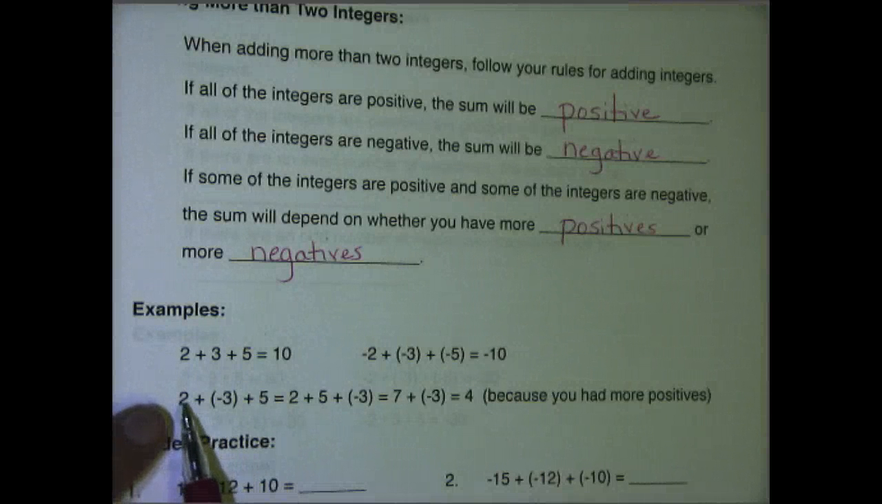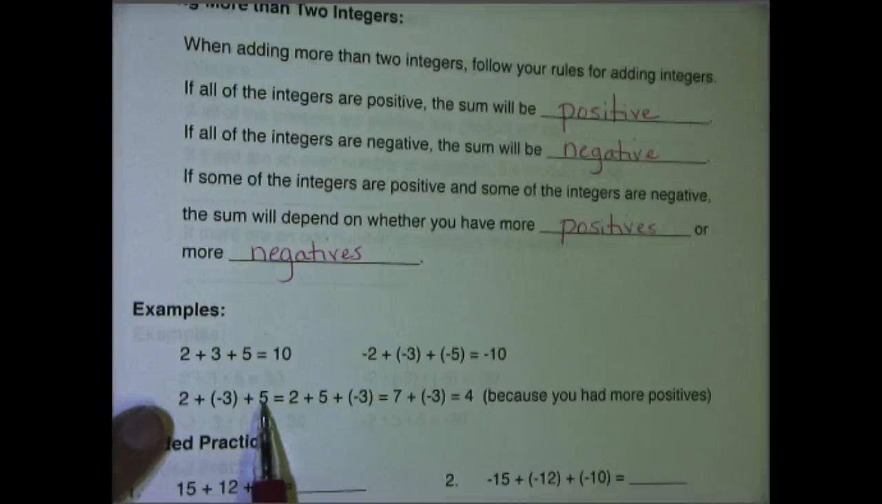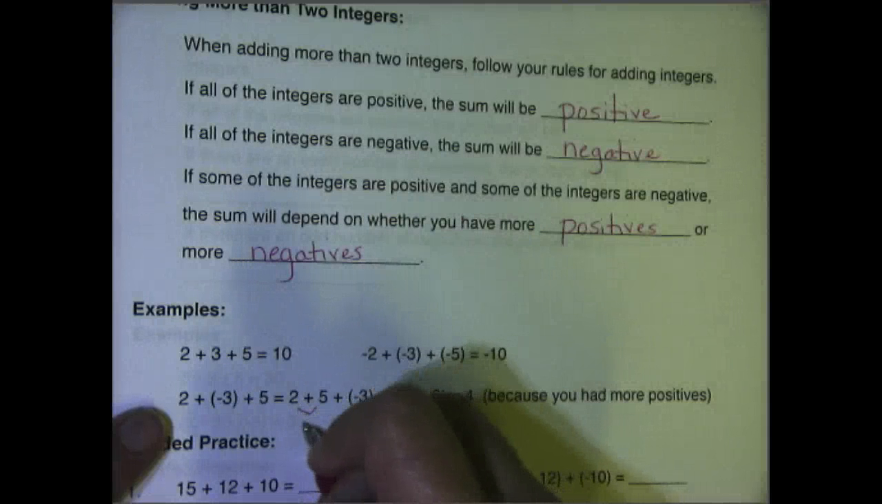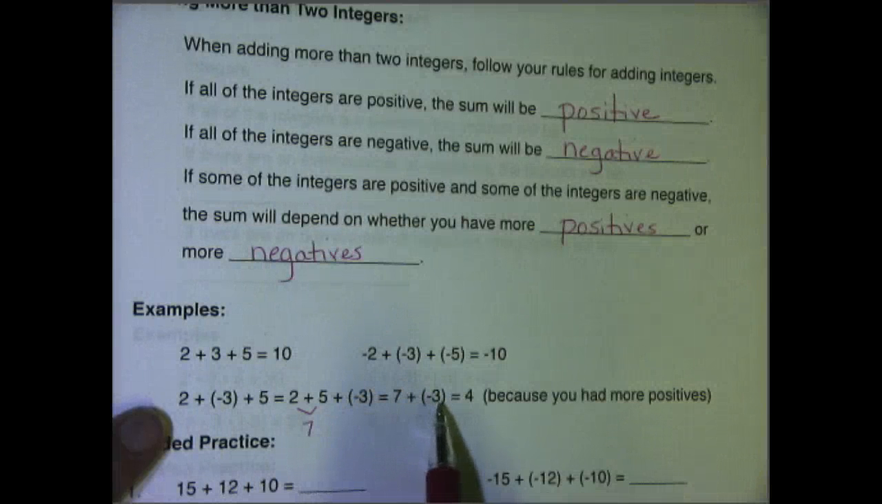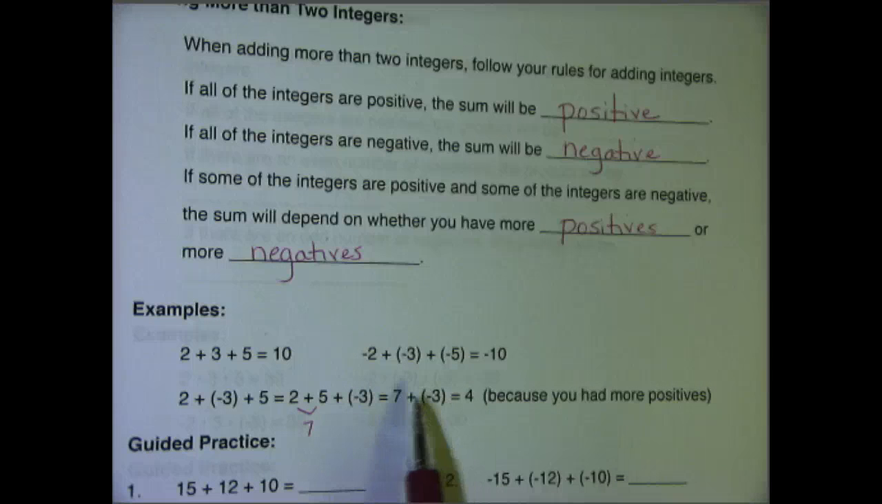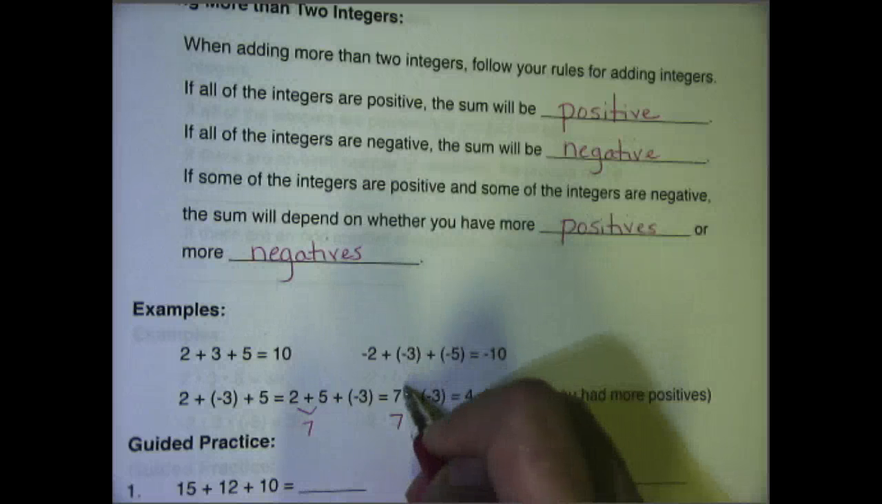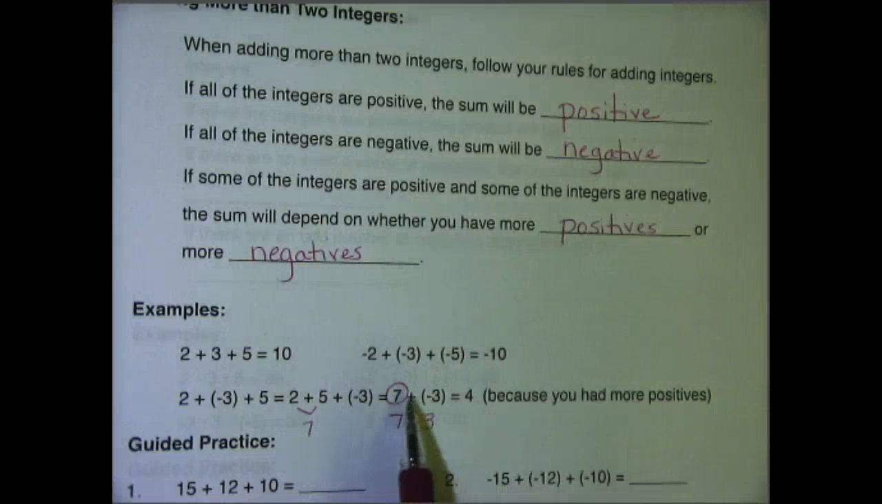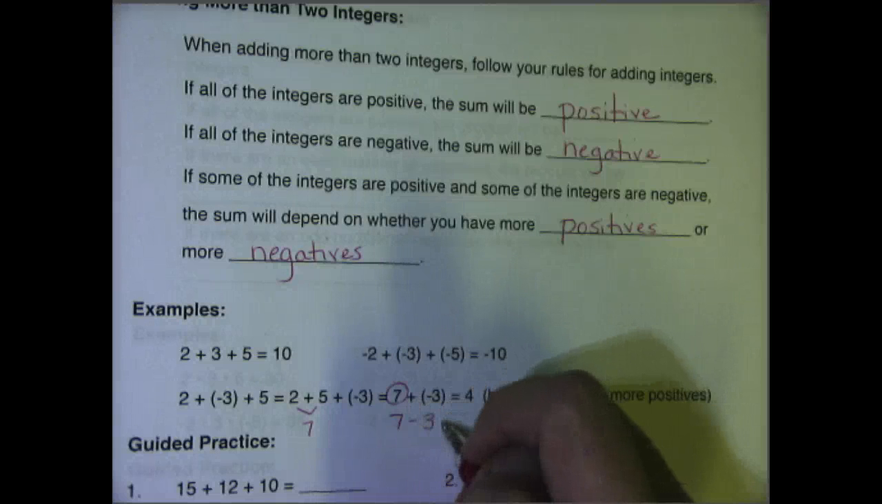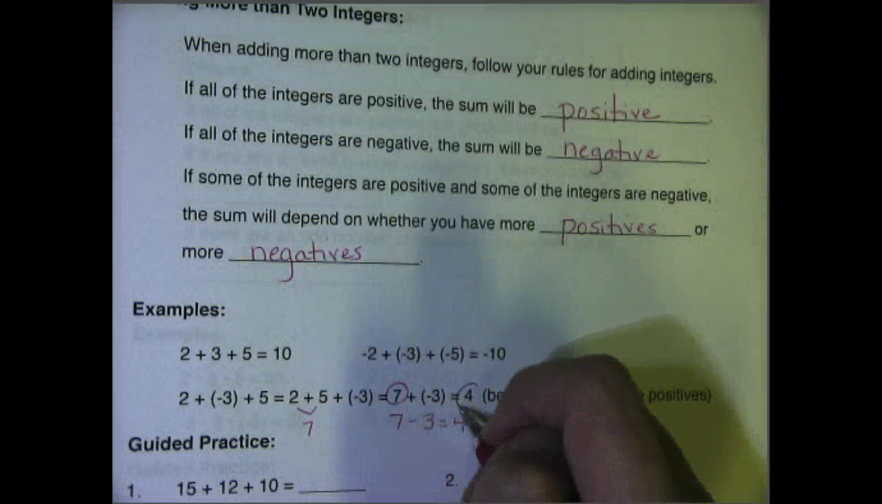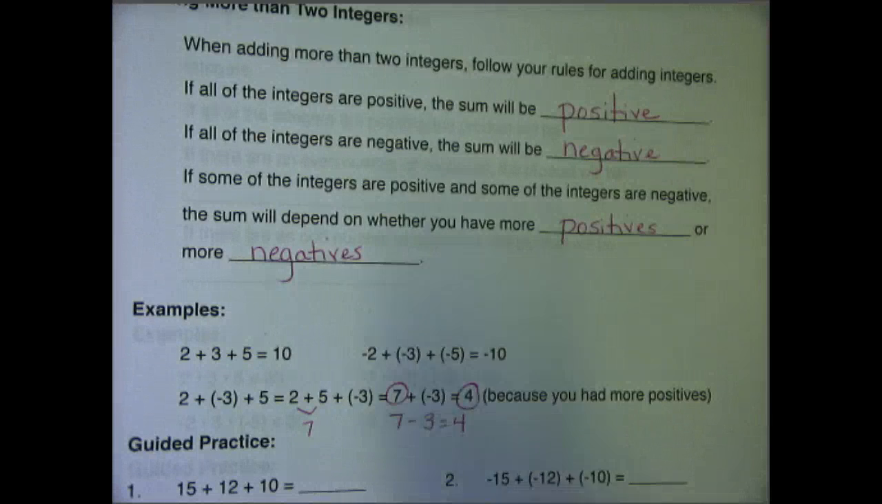The next example, we have 2 plus negative 3 plus 5. The best way to do this is to put all of your positives and all of your negatives together. 2 plus 5, your positives, plus negative 3. 2 plus 5 is 7, so we have 7 here, plus negative 3. Now you're going to use your addition rules for adding different signs. When we add different signs, we subtract, and we give it the sign of the one we have the most of. We had more positives, so 7 minus 3 is 4, so your answer is positive 4 because you had more positives.